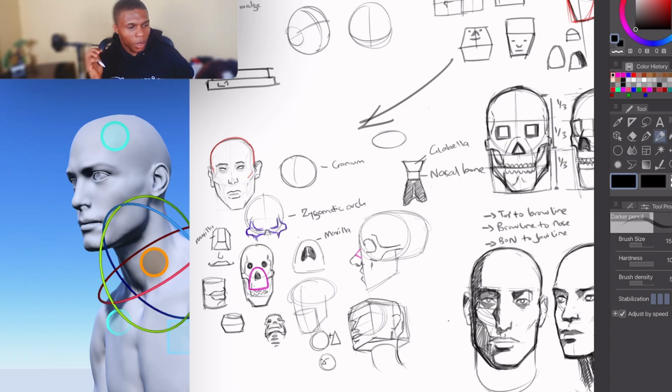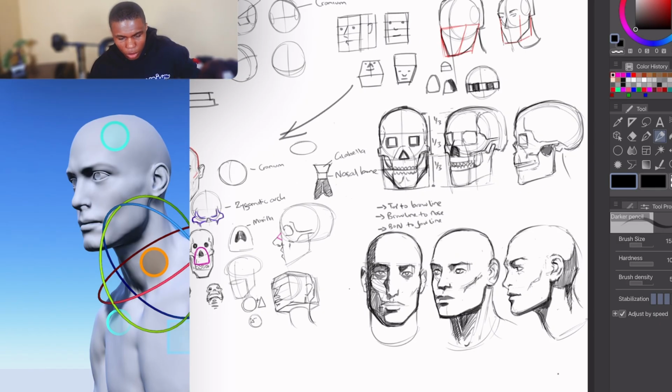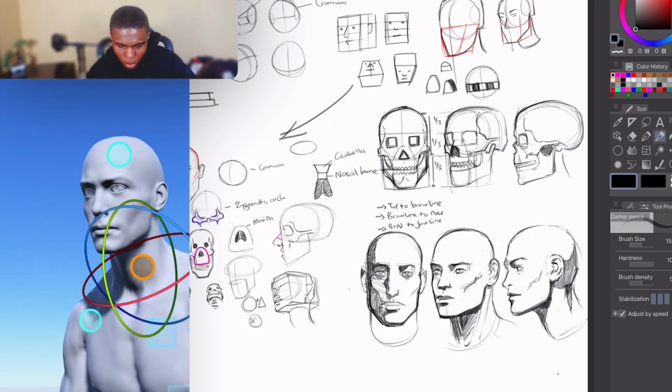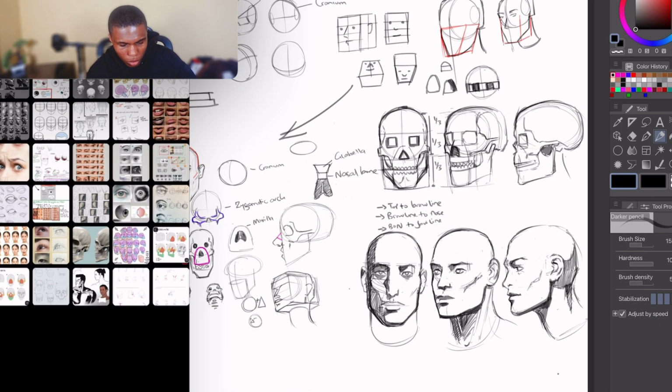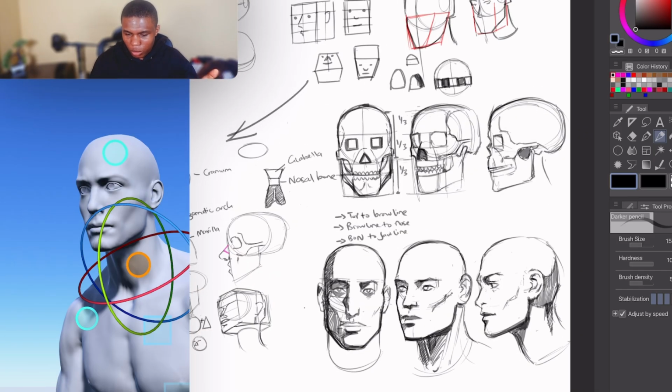Try to understand the parts that actually make up the human skull, and then get a 3D model like this. You could use a 3D model, or you could use an actual real life reference. You could use your own face. You could go to Pinterest, get reference photos in different angles, and then do studies.